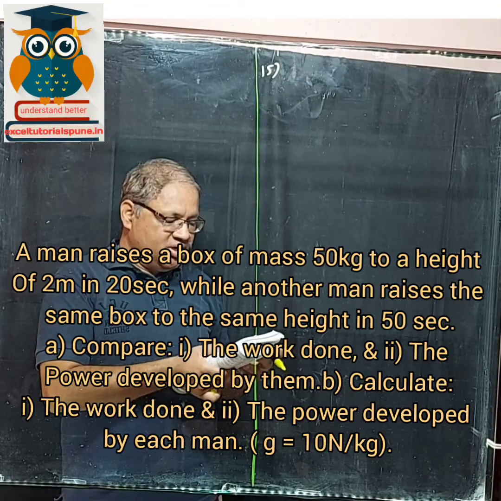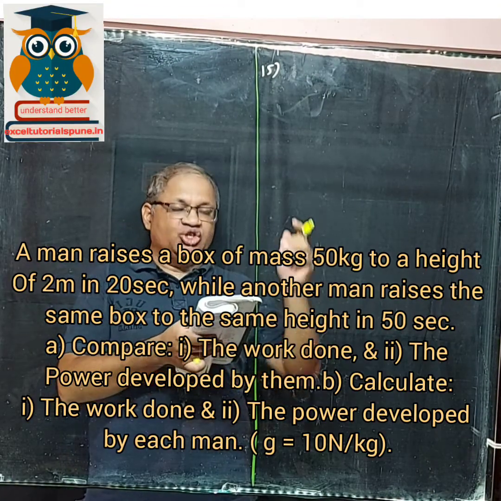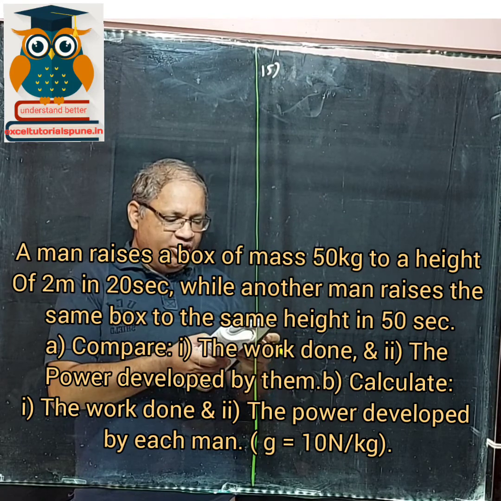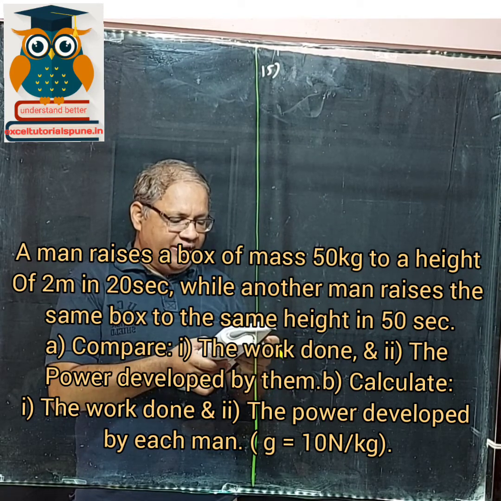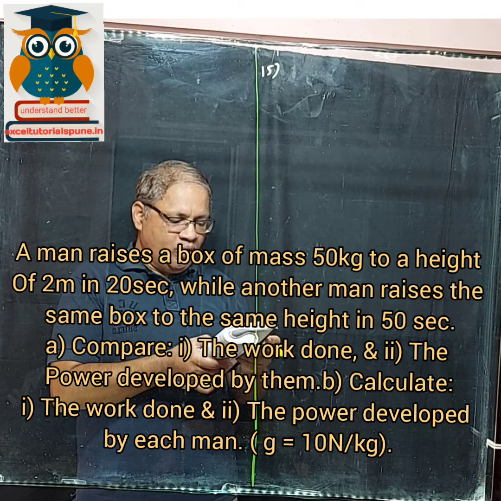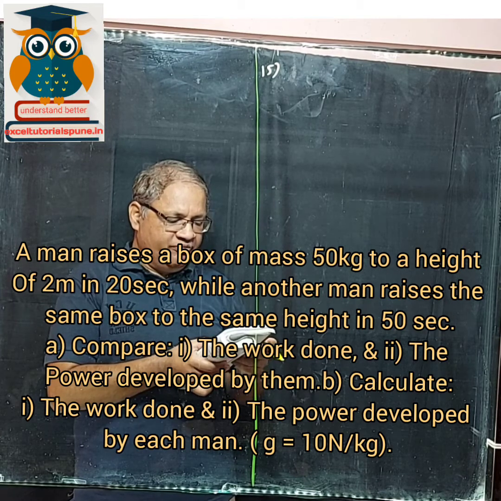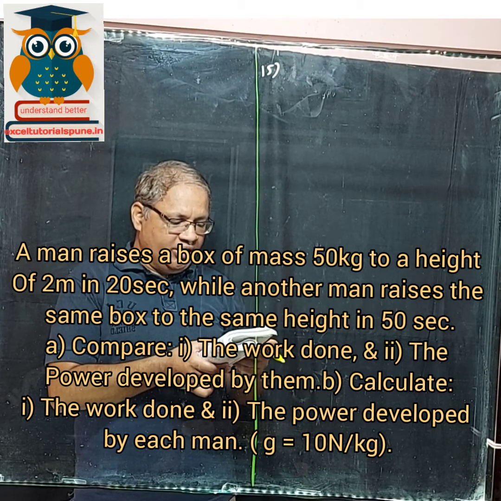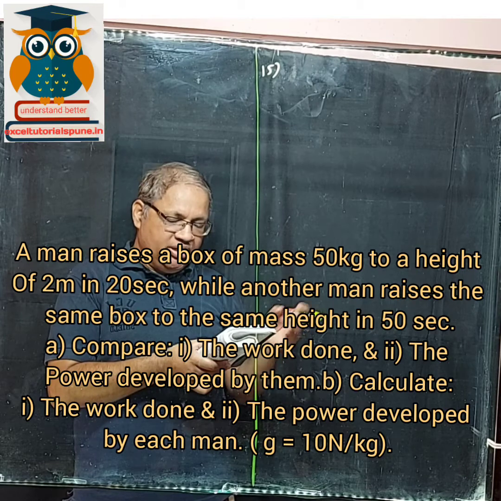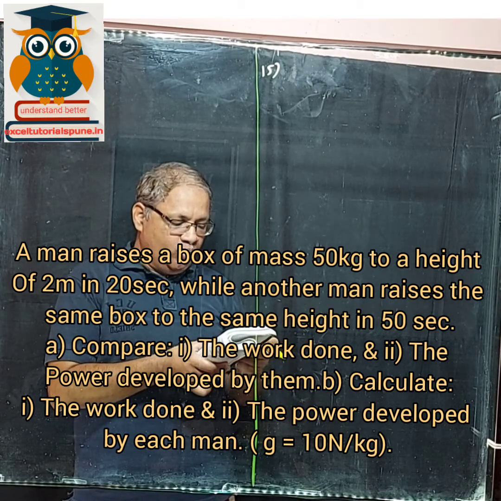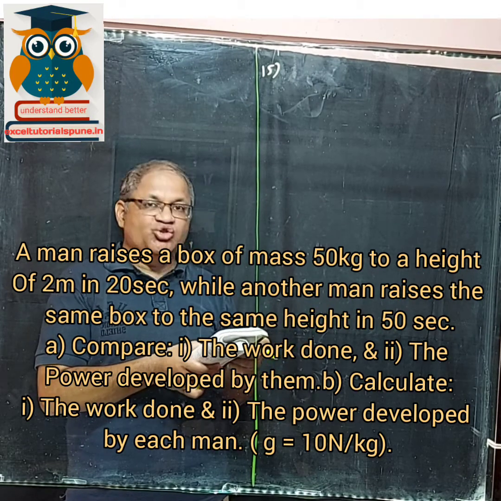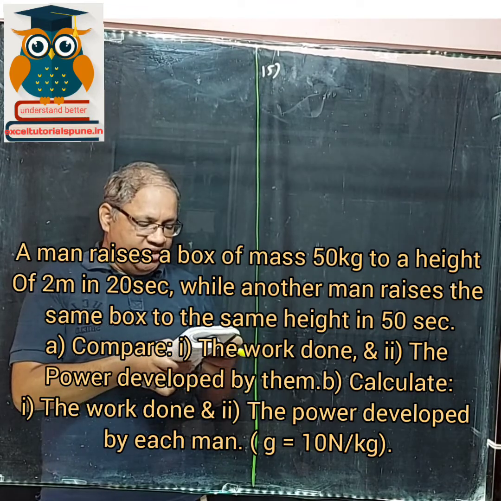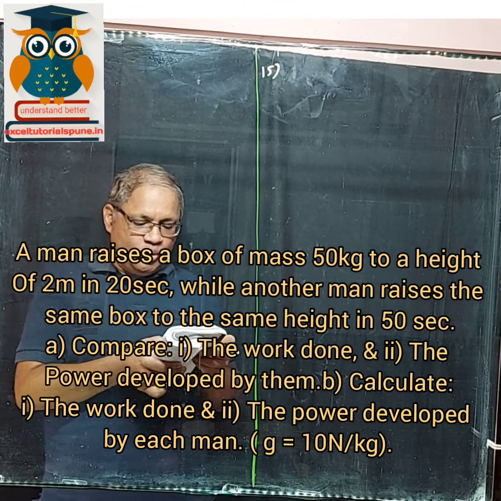A man raises a box of mass 50 kg to a height of 2 meter in 20 seconds, while another man raises the same box to the same height in 50 seconds. Compare the work done and the power developed. Then in the B part, calculate the work done and the power developed by each man. Gravity they have given as 10 meter per second square.